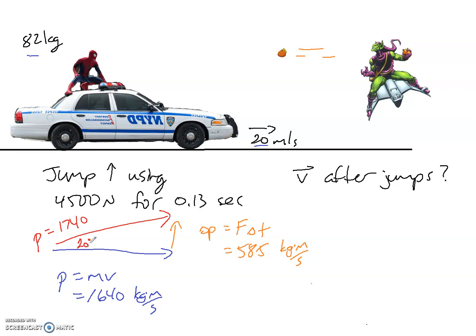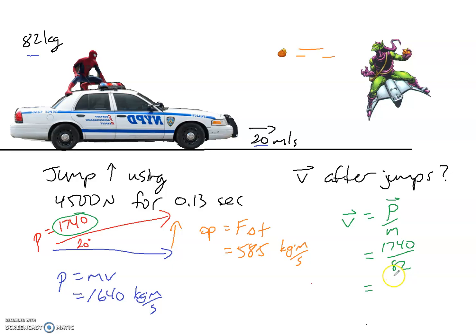So now I know his momentum after he jumps. The momentum from the car plus his jumping momentum put together got something like this. So to find out his velocity afterwards, well, velocity is just going to be his momentum divided by his mass, and momentum is going to be the 1,740. I have his mass from before, so I just have to use the 1,740, divide that by his mass of 82, and I can find out how fast he's going.